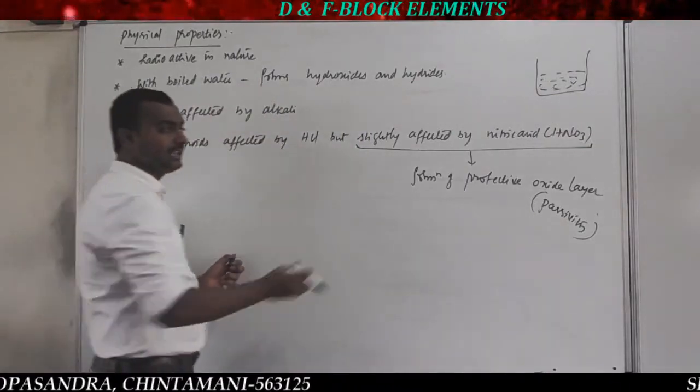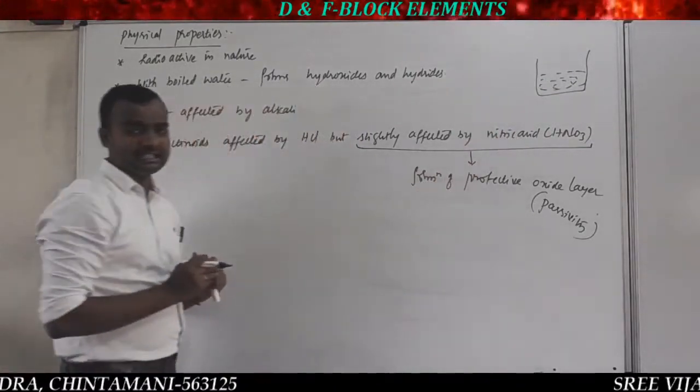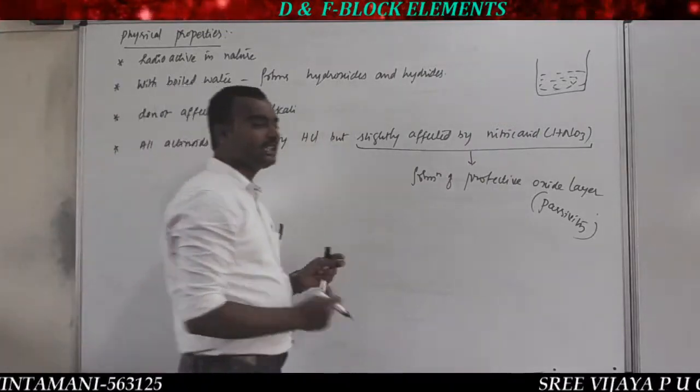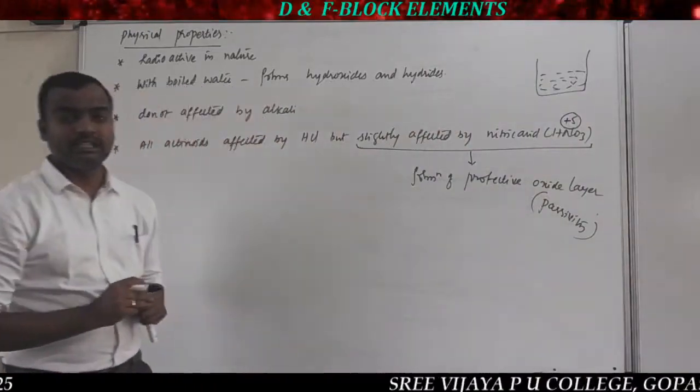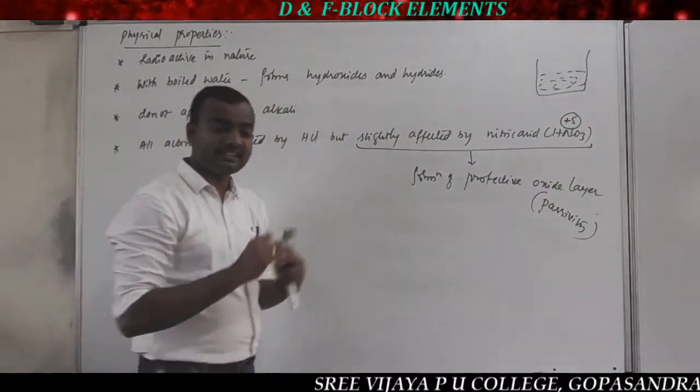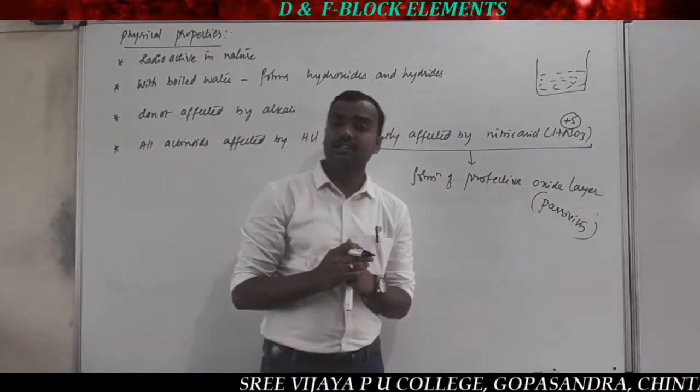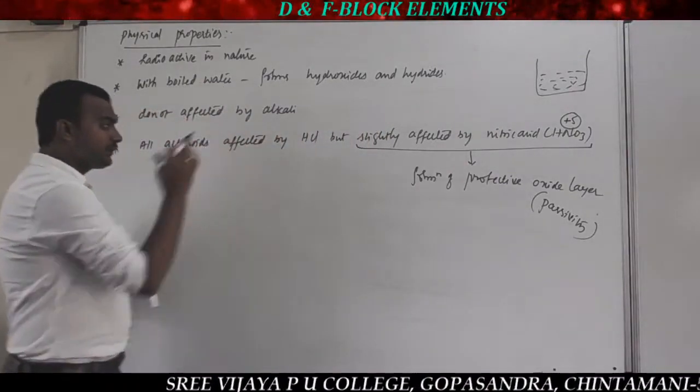And of course, nitric acid is actually an oxidizing agent. If you calculate the oxidation state of nitrogen, you get +5. +5 is the highest oxidation state of nitrogen. If any element is in its highest oxidation state, it easily undergoes reduction, and that is called a strong oxidizing agent. So that is one thing.